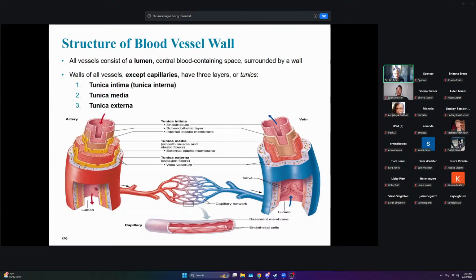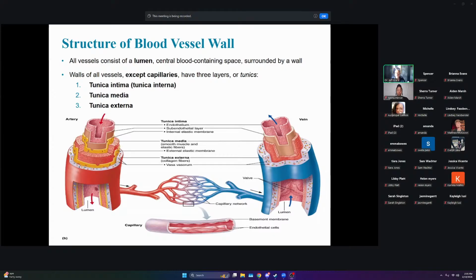Vasoconstriction also can occur during situations of trauma. If you really cut your forearm very badly and are bleeding, again, that brachial artery sensors will detect the injury. The tunica media in those arterioles will tighten. You'll have vasoconstriction, narrowing, greatly reducing the amount of blood flow to the affected area, thereby preserving your blood volume. Those are some examples of vasoconstriction.